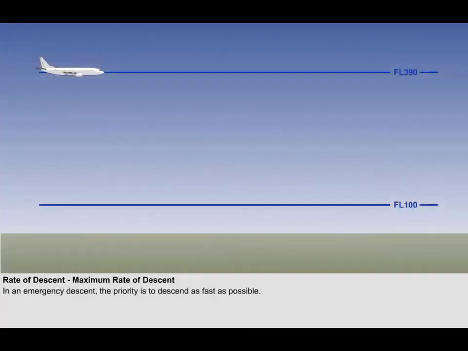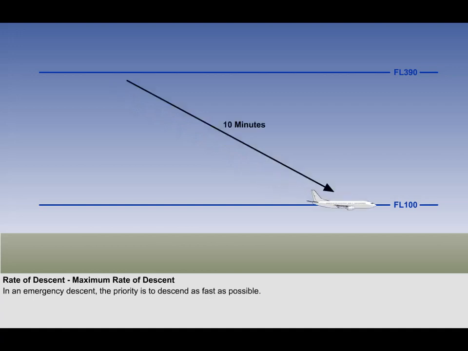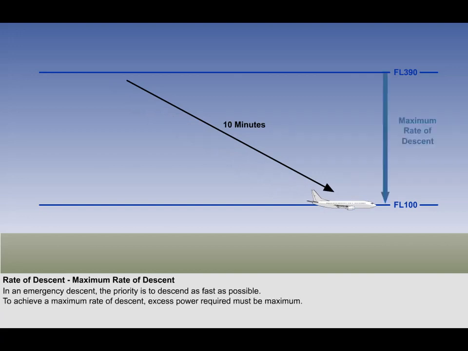In an emergency descent, for instance a descent initiated by the pilot following depressurization, the aim is to reach flight level 100 as soon as possible. The regulations state that flight level 100 must be reached within 10 minutes. To achieve this requirement, the aeroplane would need to lose height with the maximum possible rate of descent, which can only happen if the aeroplane has maximum excess power required.